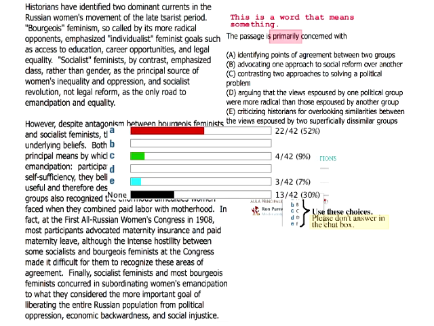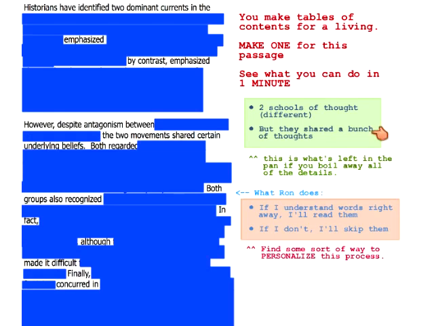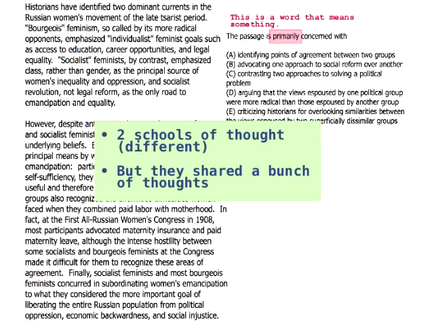Okay, so pretty overwhelming response. It should be A for sure, and most of you are picking A. Nobody picked B. Nobody picked D. Remember the outline that I had, at least. You had 2 schools of thought that were different, but they shared a bunch of thoughts. If you're going to make a prediction, it should be something like: here are 2 schools of thought, and here are some things we have in common. Things are different, but they have much stuff in common.